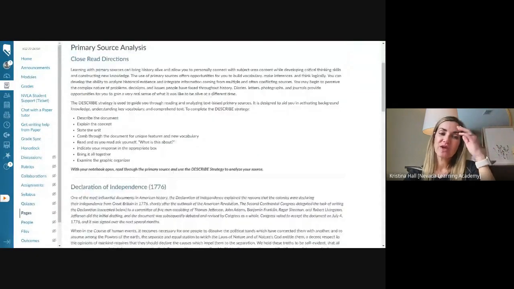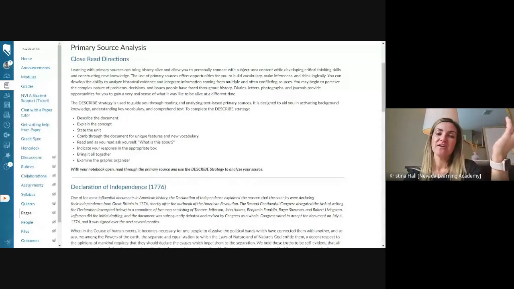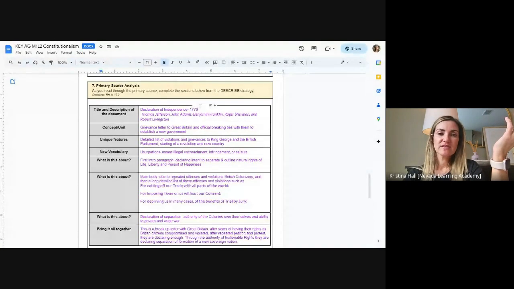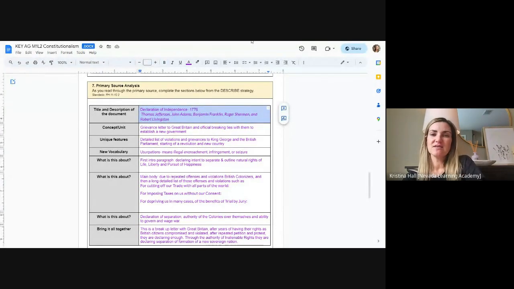All right, the first thing we have to do is give the title or description. Easy enough. The Declaration of Independence was written in 1776 and listed the main authors. This is number 7. The authors of the Declaration were primarily Thomas Jefferson, John Adams, Benjamin Franklin, Roger Sherman, and Robert Livingston.